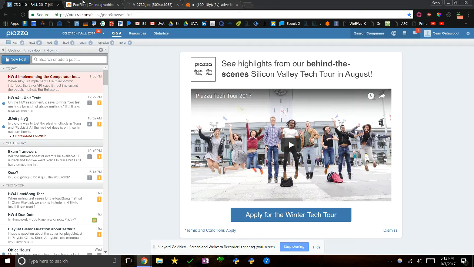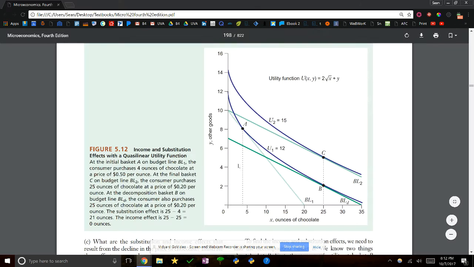And that's going to look like, where is my graph? Yes, right here. That's going to look like this. So this is our initial, this is our final, and then this is our decomposition basket. And so this is all the substitution effect, and then the income effect adds nothing extra, so it's 0.